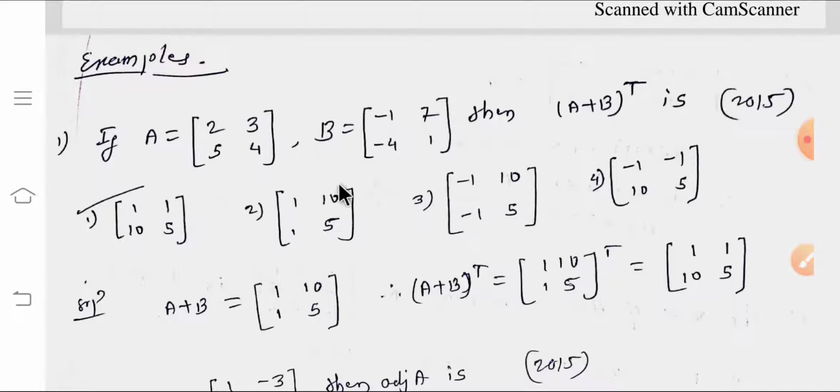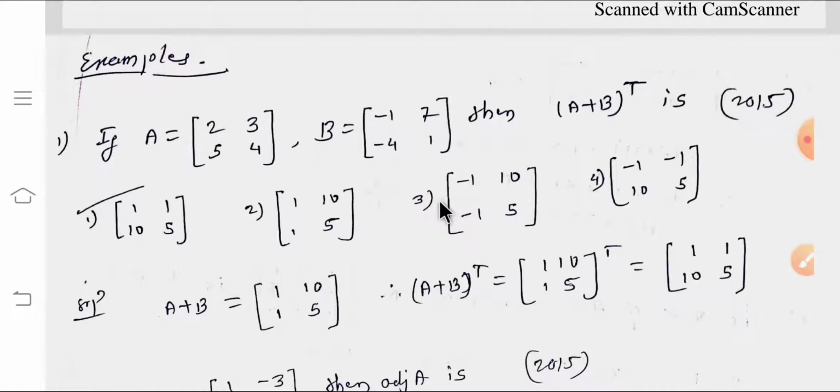First we take the A plus B matrix. The order is the same, therefore for A plus B we add the corresponding elements: 2 minus 1 is 1, 3 plus 7 is 10, 5 minus 4 is 1, and 4 plus 1 is 5. Now (A plus B) transpose means we interchange rows into columns, that is [1, 1; 10, 5]. So which is the option? That is the first option. This is the answer.